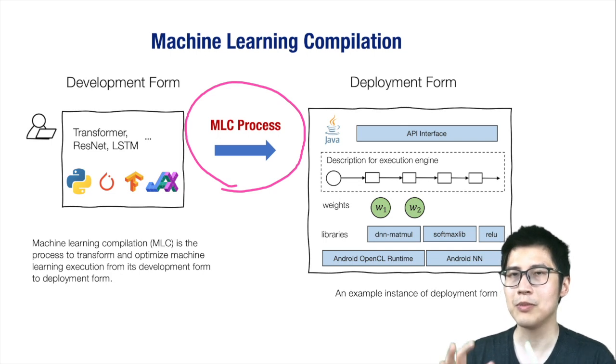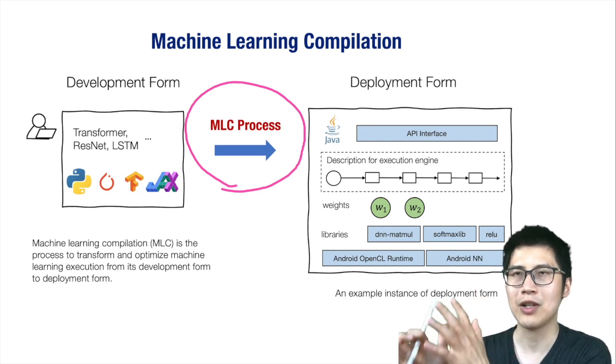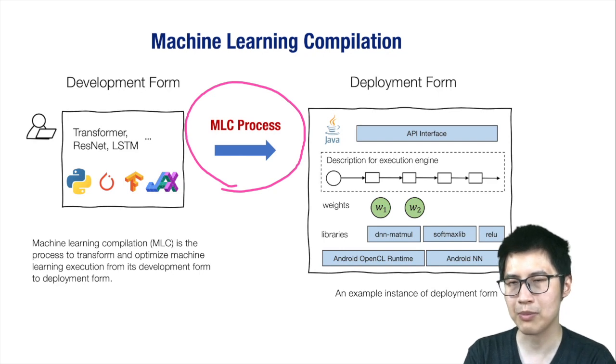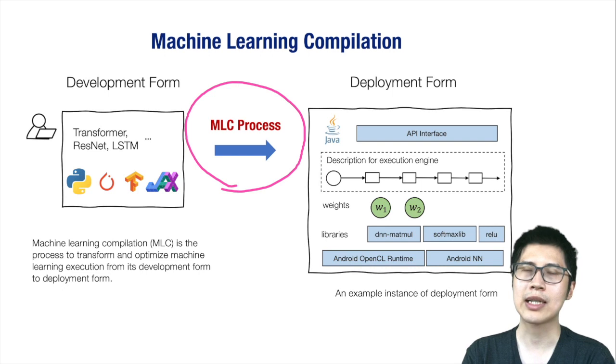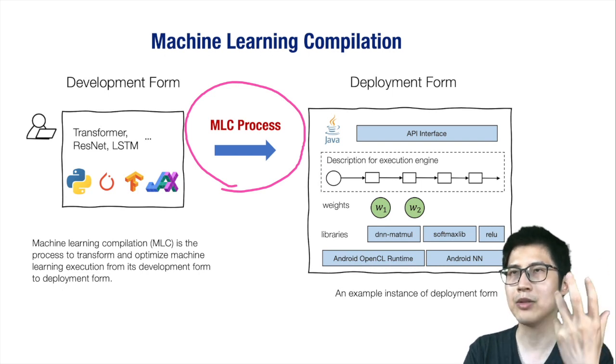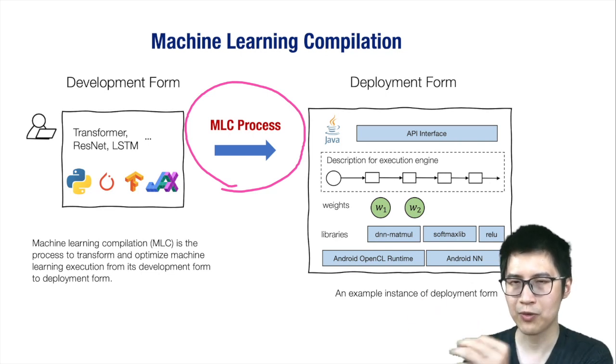Okay, so here's the high level on what MLC means. It means that we want to be able to take models from development form, do transformations, and get them onto the deployment form. So next, we're going to talk about what are the key goals that we need to achieve throughout this process. What can MLC bring you through this process of transforming from development form to deployment form.